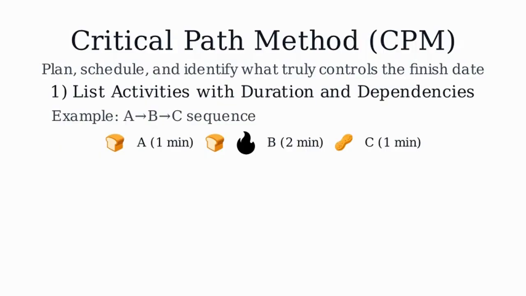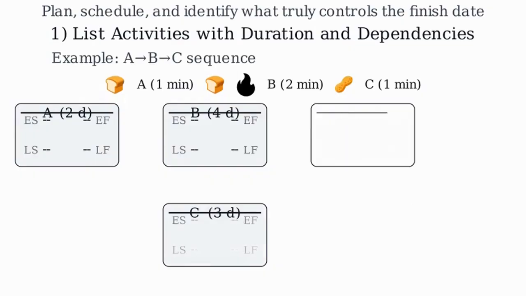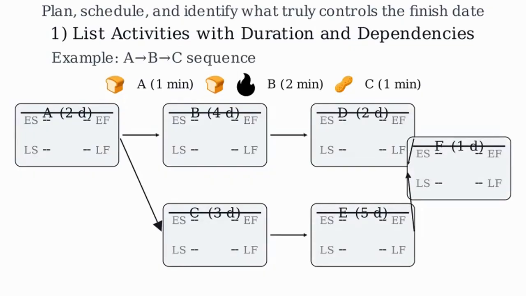Imagine a snack assembly line. Task A, get bread. 1 minute. Task B, toast bread. 2 minutes. Depends on Task A. Task C, spread peanut butter. 1 minute. Depends on B. Only after B is finished can C start. That forms a simple sequence, A to B to C. Now we will draw a real project network and compute the times.